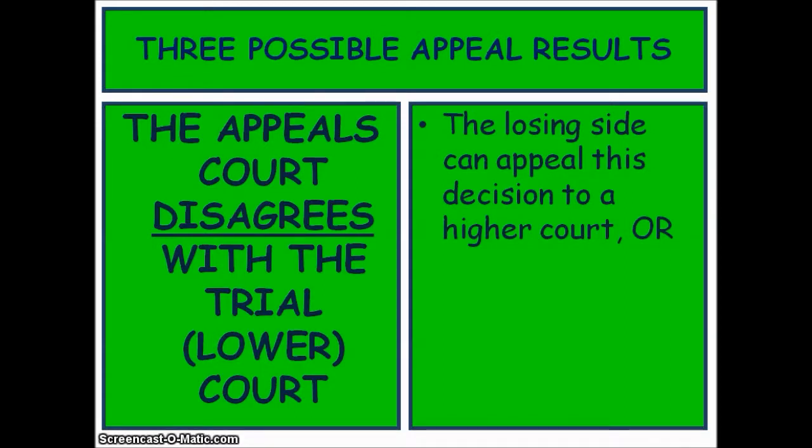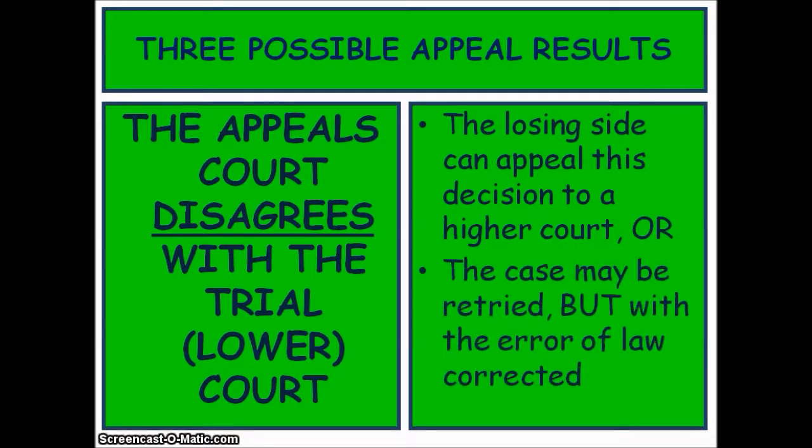Or they can retry the case, because remember, the appeals court disagreeing with the trial court and saying that the wiretaps were illegal doesn't mean that the defendant goes free. It simply means that the defendant can have a new trial, but in this case the evidence from the wiretaps would be inadmissible. So another choice that the prosecution has as the losing side would be to retry the case, but with the error of law corrected. So like I said, that would mean that the wiretap evidence would be inadmissible.